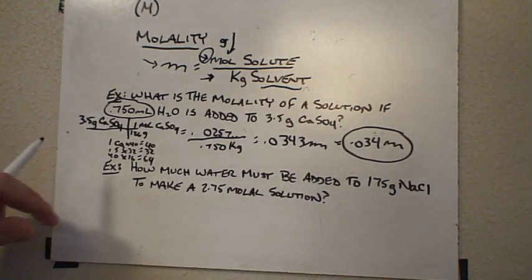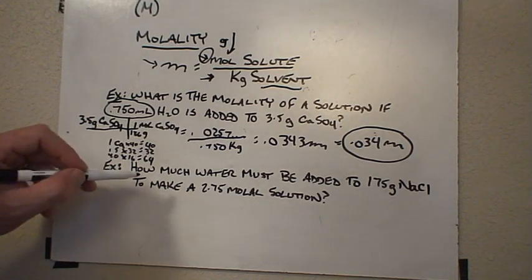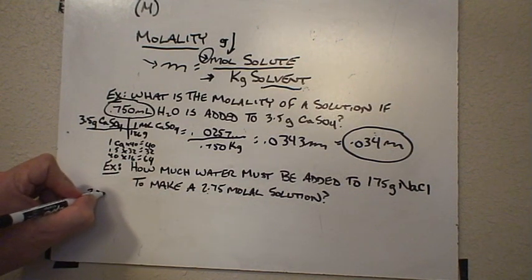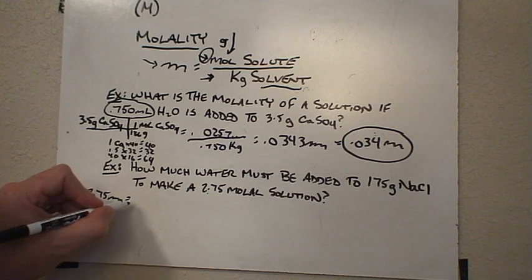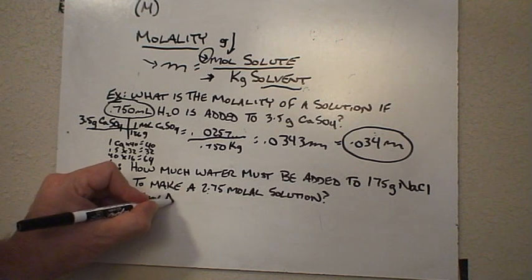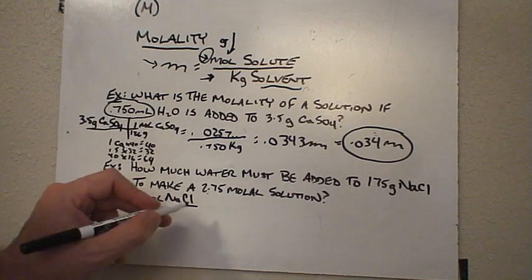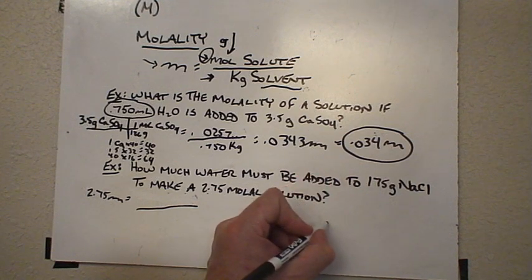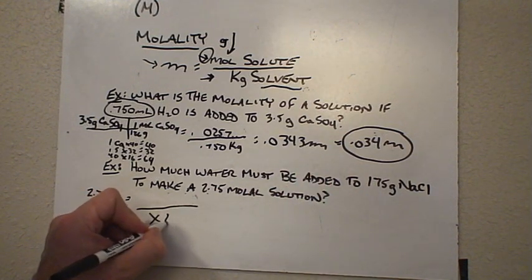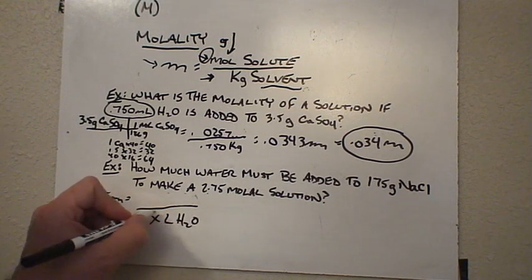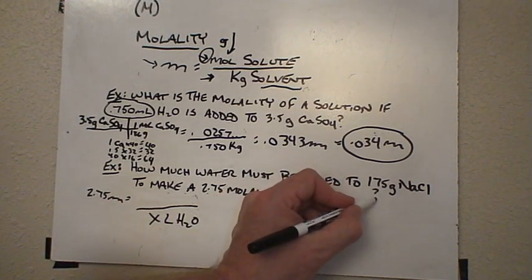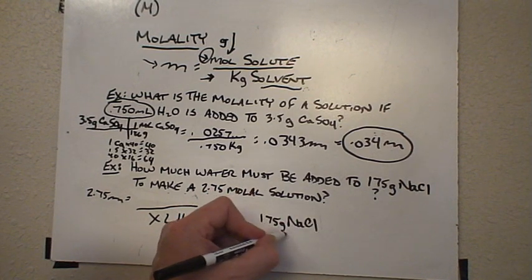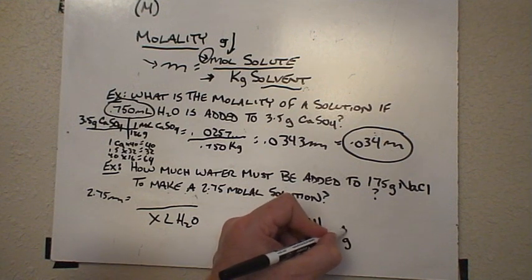Let's take a look at this next example. How much water must be added to 175 grams of sodium chloride to make this strong? So 2.75 molal equals X moles of sodium chloride over, oh, I'm sorry, we have 175 grams. So we don't know how many moles that is yet. But this is going to be my X liters of water. When they say how much, just leave it in liters. So the question is, how many moles is that? 175 grams of sodium chloride. Let's go grams to moles.